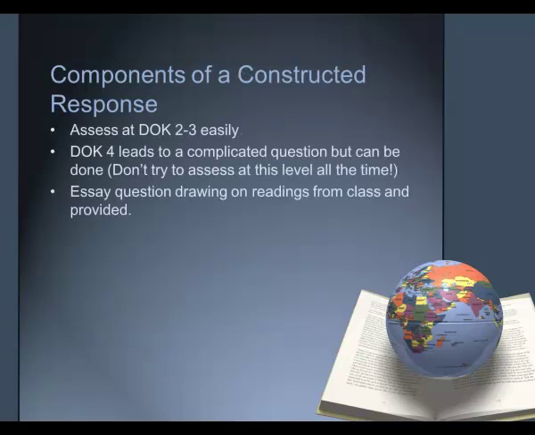A constructed response item can assess at DOK levels 2 and 3 relatively easily. You can do a DOK 4 constructed response item, but again, just like in selected responses, this leads to a complicated question, but it can be done. Don't try to assess this level all the time. A constructed response question is an essay question that draws on readings from class and readings that may be provided on the assessment itself. It's scored by a rubric, and I'm going to take a second here to show you where you can access pre-made rubrics that you can tweak based off of the question choice that you choose.